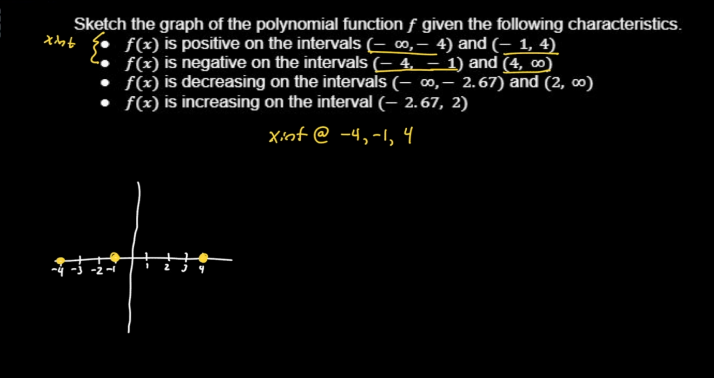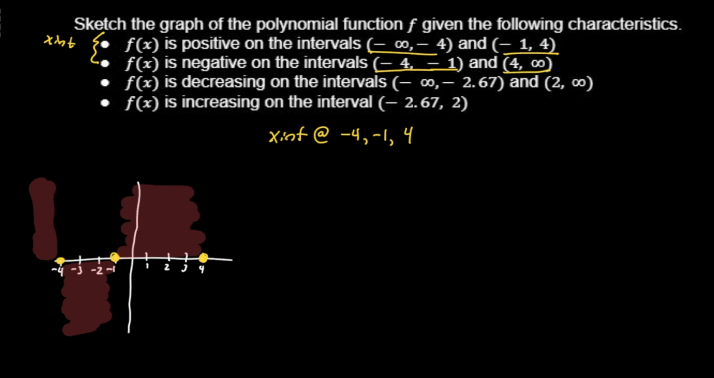Now I also know that the graph is positive on the interval from negative infinity to negative 4, so that would be on this side of the x value negative 4. It is negative between negative 4 and negative 1, so it will be down here between these 2 points. It's positive again, and then it is negative from 4 onwards. It doesn't have to alternate, but a lot of times they do. So that's the positive and negative information.